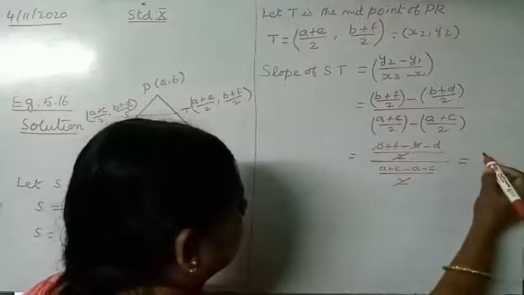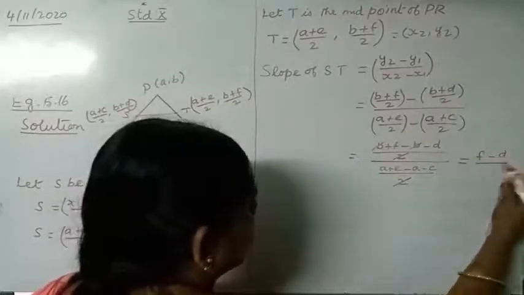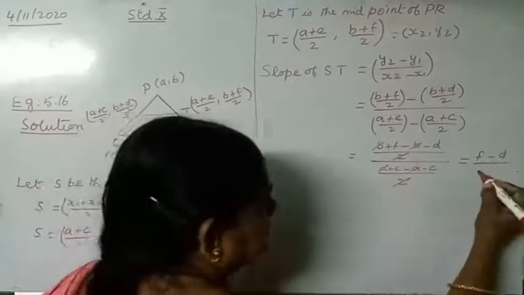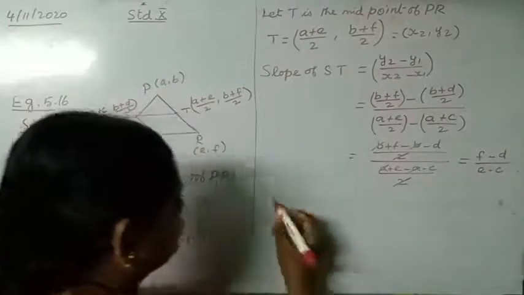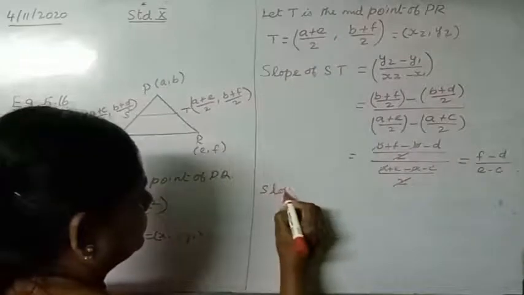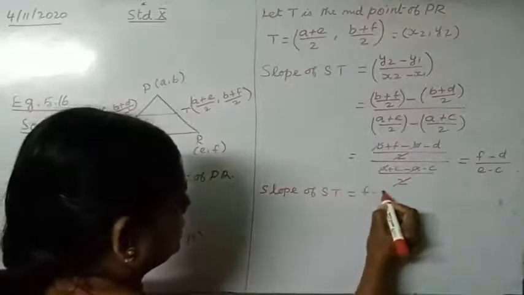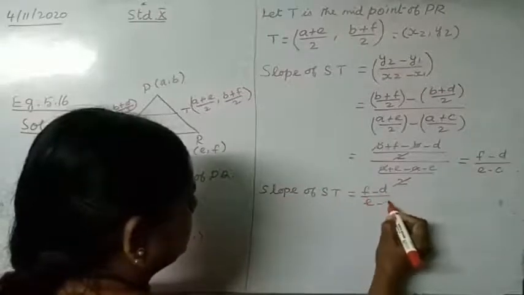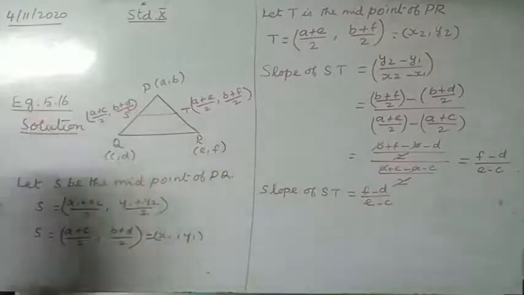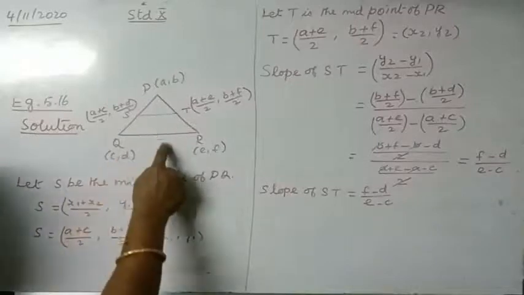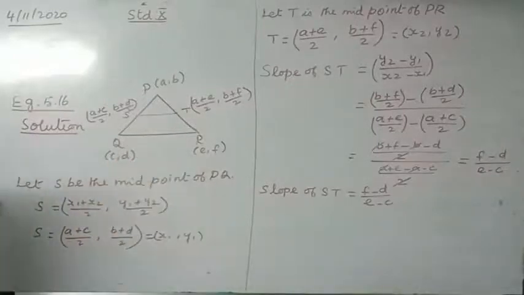So in the numerator, f minus d balance. Here a and a get cancelled. The balance is e minus c. So the slope of ST is equal to f minus b by e minus c. Now I want to find the slope of QR. If these two lines are parallel, both slopes should be equal.